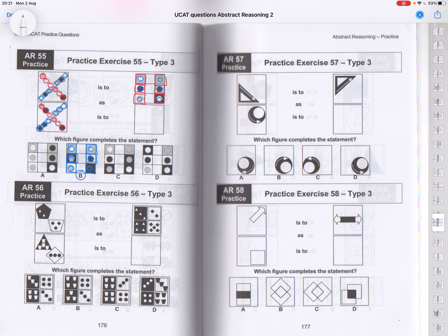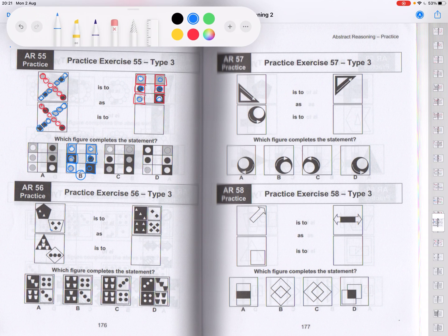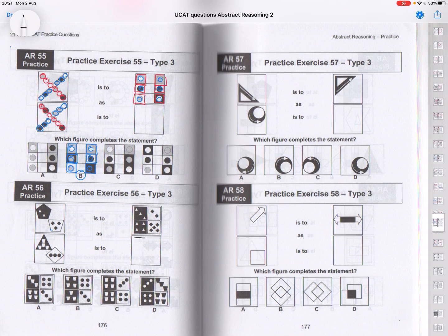Now, looking at exercise 56, this is quite a tricky one because there's a lot going on. But if I draw some more dominoes on the right hand side, we can have a go at trying to populate these as we go along. So what you should see is that it's going to be a combination of sides of shapes and numbers of shapes that are going to translate into the domino.